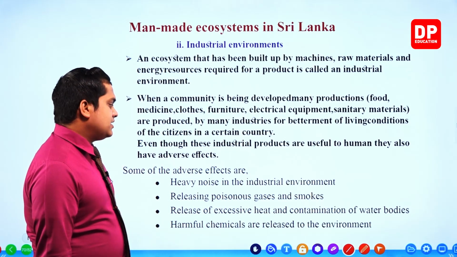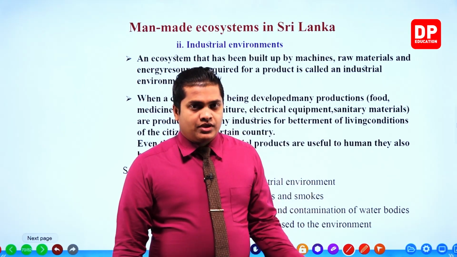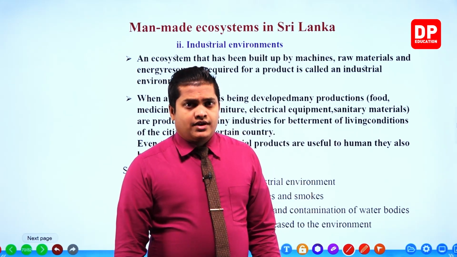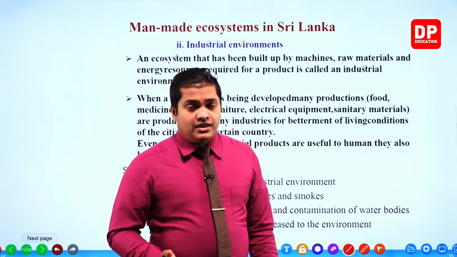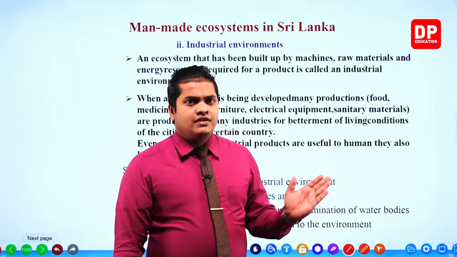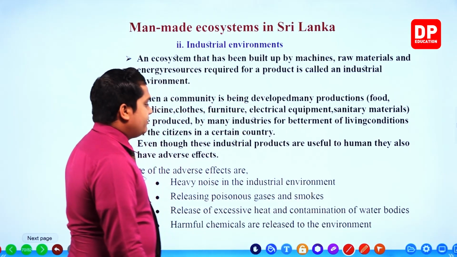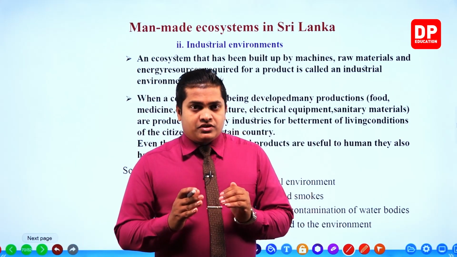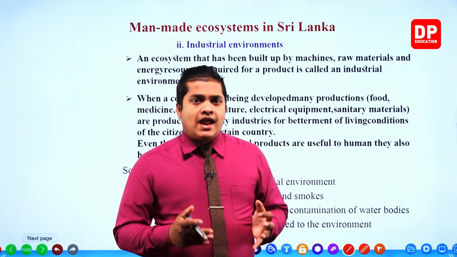Next one, harmful chemicals are released to the environment. We discussed the garbage over there. Also chemicals can be released to the environment, and these may create different kinds of complications. These chemicals would affect the genes of organisms, and the genes will also get mutated. Like that there are different kinds of adverse effects, my dear children. These are the adverse effects caused because of these industrial environments. Even though they produce different kinds of goods which are valuable to us, there are certain adverse effects as well.